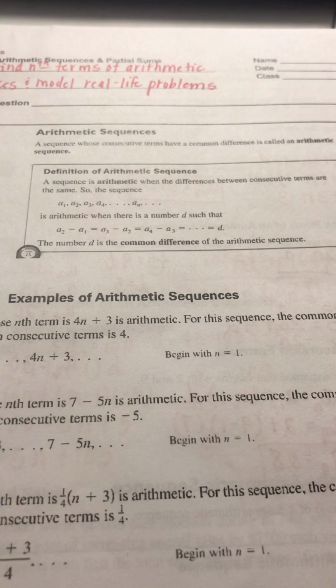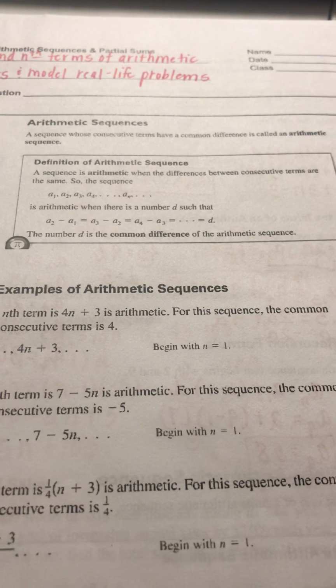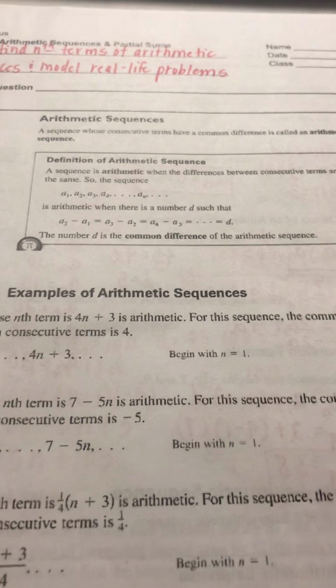9.2 lesson is over arithmetic sequences and partial sums. So your objective of this lesson is to find an arithmetic sequence and to model some real-life problems. An arithmetic sequence is a sequence whose terms have a common difference. So from one term to the next, it's the same amount. They're either adding or they're subtracting in arithmetic.